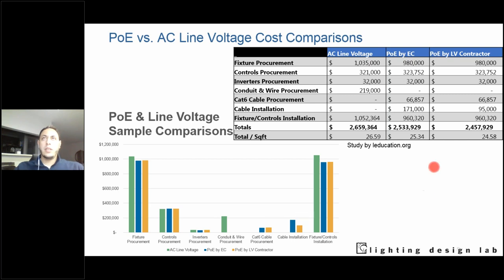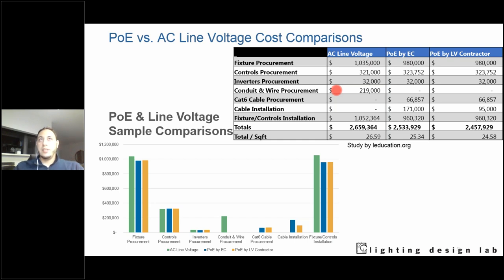A couple of good things to note and highlight in cost comparisons. Obviously, when it comes to line voltage systems and architecture, you're going to need your conduit and wire, whereas with PoE you'll just need a bit more of those Ethernet cable spools.